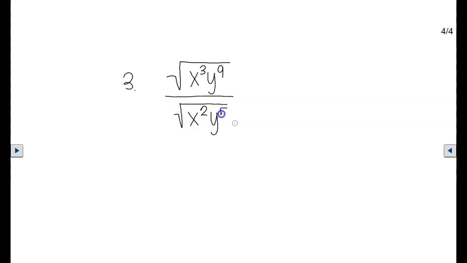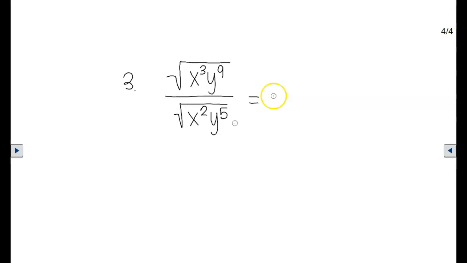Now, for our last 2 examples, let's put some variables into the mix. Okay. So let's do the square root of x to the 3rd y to the 9th divided by the square root of x squared y to the 5th. Now, you'll notice on this problem that when we go to do outside divided by outside, there is nothing outside of either one of these square roots. So we don't have to worry about doing that step.